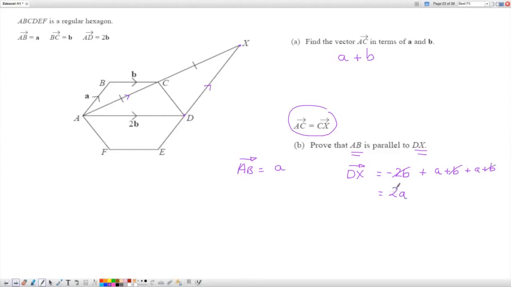Now we can see here that these two vectors will be parallel because one is a multiple of the other. We can see here that 2 AB vectors is equal to DX. So they have the same gradient as one is a multiple of the other. They both have the common part of a in their vectors.